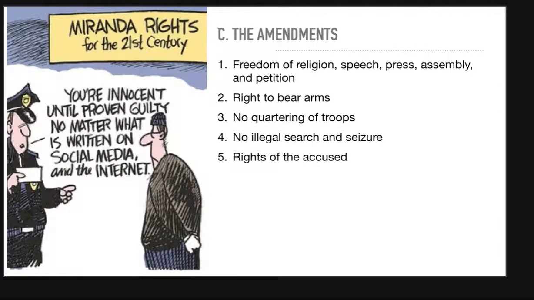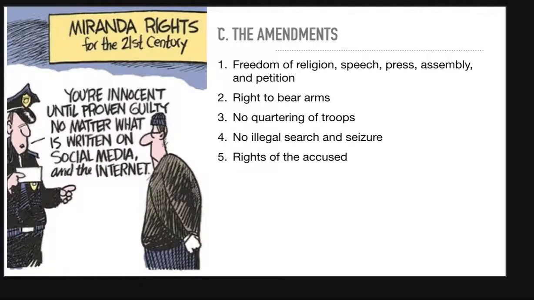Number 5 is talking about the rights of the accused. So there are a lot of things in Amendment number 5. And so I kind of highlighted, I just say these are the rights of the accused.